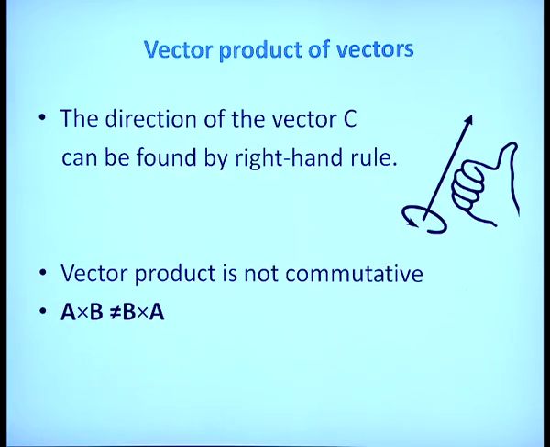Hence, we can say the vector product is not commutative. That means A cross B is not equal to B cross A, or we can say A cross B is equal to minus of B cross A.